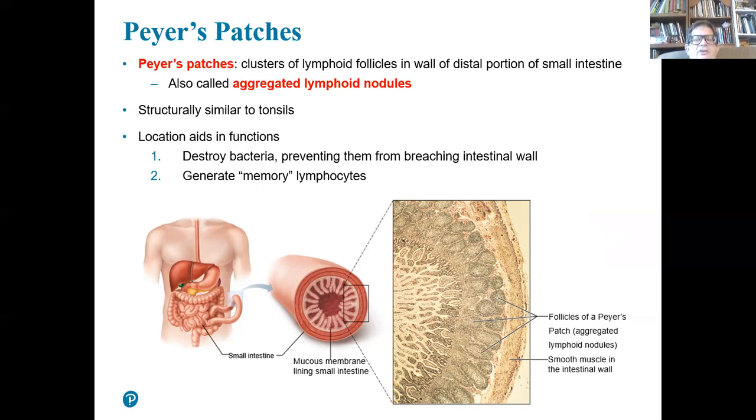Anyway, structurally, they're a lot like tonsils. They've got crypts. They sample what's going by. They destroy any bacteria they find. And that prevents the bacteria from breaking through the wall of the intestine into the rest of your body. And it also generates memory lymphocytes. Now you have T lymphocytes, you have B lymphocytes. People talk more about the B ones because those are the ones that'll make the plasma cells, the antibody factories, but there are also memory T cells. All right, let's move on.